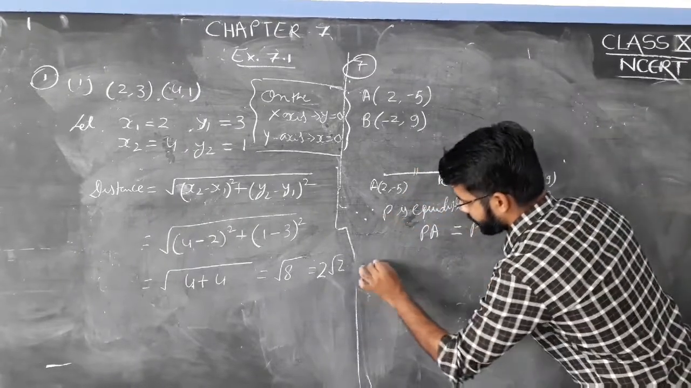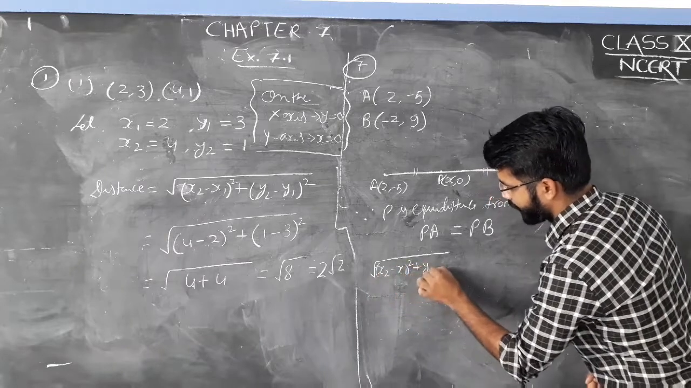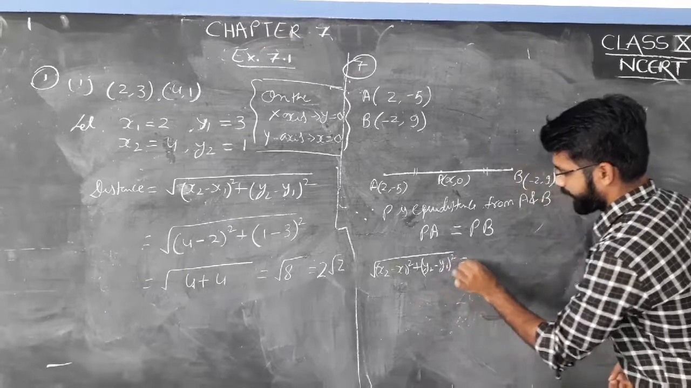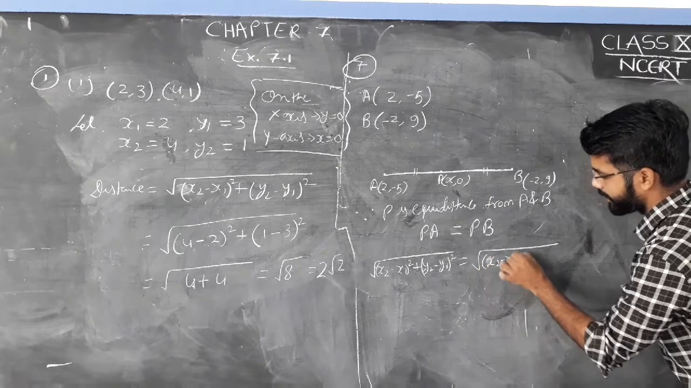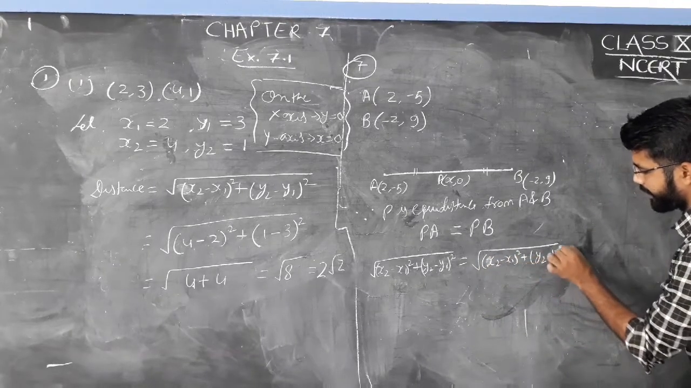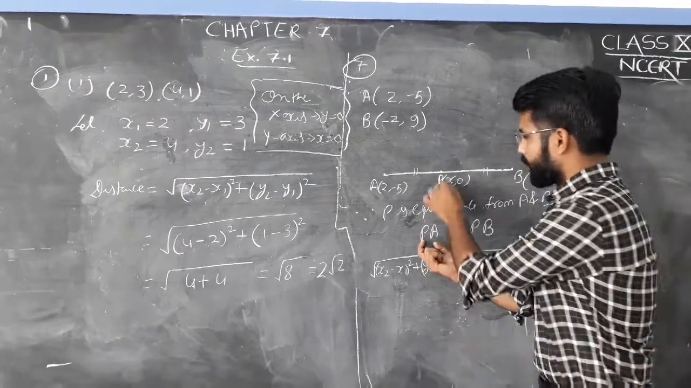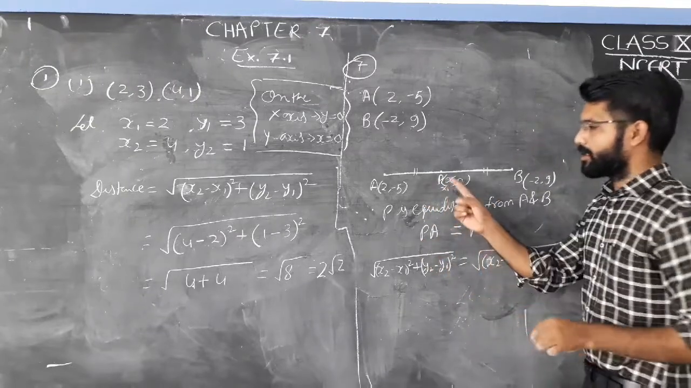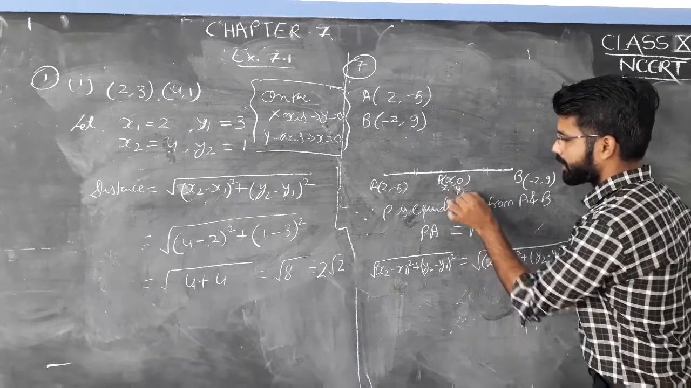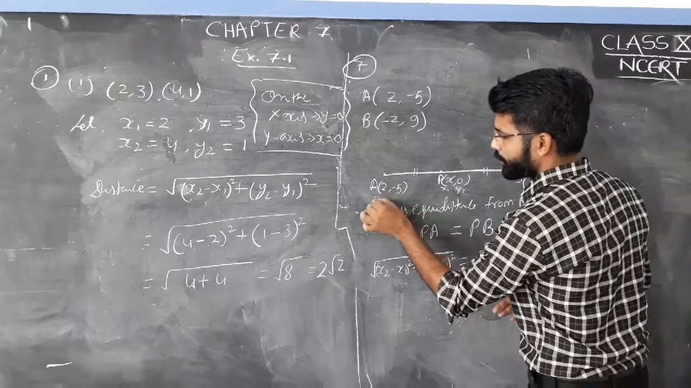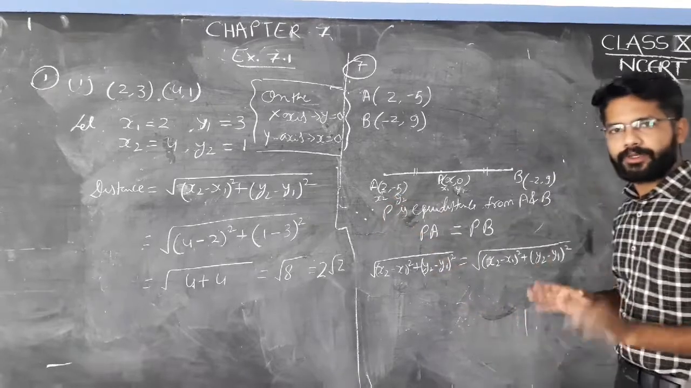For PA, the same formula you have to use: square root of (x2 minus x1) square plus (y2 minus y1) square, equals PB, which uses the same formula. For PA, x1 you will take as x, y1 as 0, x2 as 2, and y2 as -5. Is this clear?